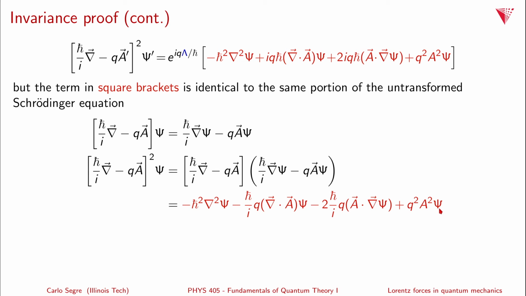And then finally, we have this term applied to this, which gives us plus q squared A squared psi. And so this term here with the gauge transform A and the gauge transform wave function gives you exactly the same result as when you have the original untransformed psi, untransformed A. All these terms match up exactly.